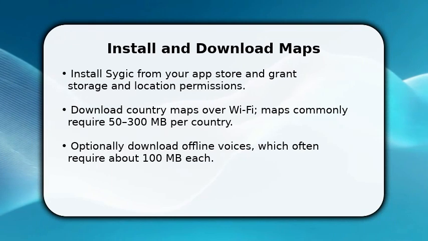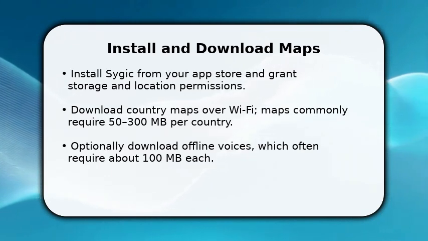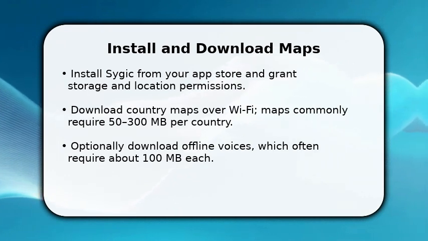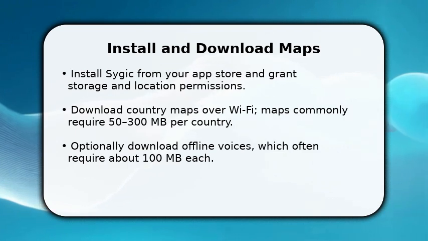Install Sygic from your App Store and grant storage and location permissions. Open the app and accept the required location and background permissions now. Tap the menu and choose Offline Maps to begin downloading.